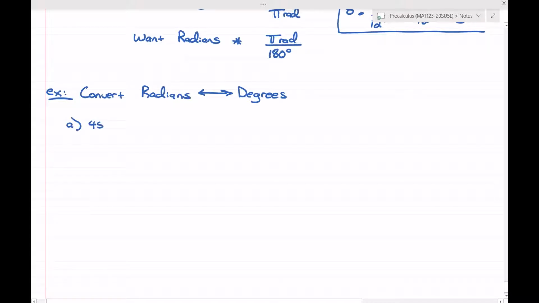Let's convert 45 degrees to radians. Multiply by what you want over what you don't want. The degree symbols cancel. And I know 45 goes into 180 4 times. So this is just going to be 45 pi over 180, which reduces to pi over 4.